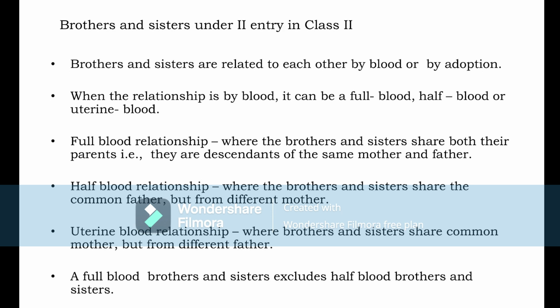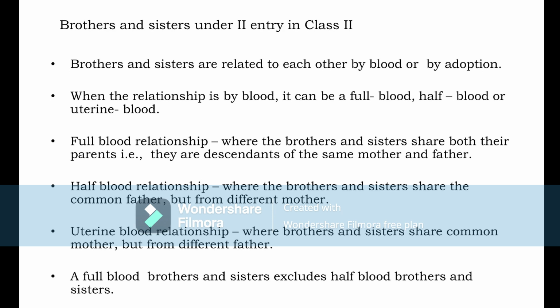What is a full blood relationship? When both brothers and sisters share both their parents, that is, they are descendants of the same father and mother, they are related by full blood. Half blood relationship is when the brothers and sisters share the common father but from different mothers. Generally, we used to call it stepson, stepmother, stepfather. That is called a half blood relationship. Uterine blood relationship is when brothers and sisters share a common mother but from different fathers. That is called uterine blood relationship.